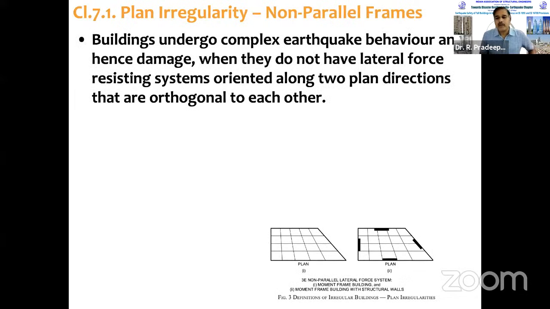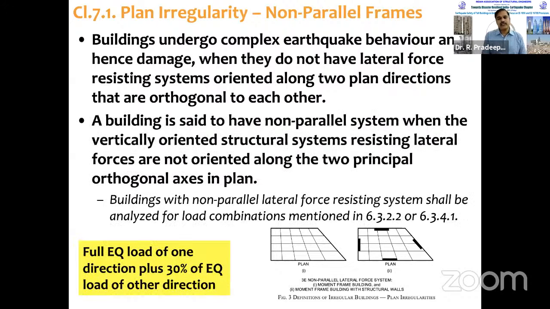And then non-parallel frames. If frames are non-parallel, that is also not good for good seismic behavior, that is, the building vibrating in 2 principal plan directions properly. But if that is the case, then what the code says is, in one direction, take full earthquake load and take 30% of the load from the other direction and add it into this one. So full earthquake load of one direction plus 30% earthquake load of another direction added and applied. And again do the load combination. So that is the penalty for non-parallel frames.